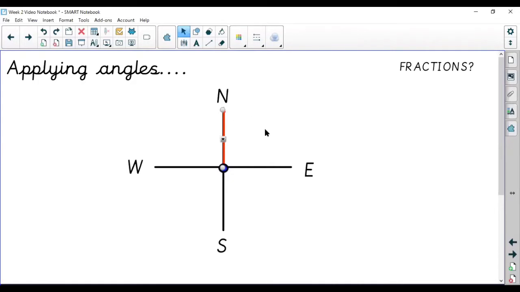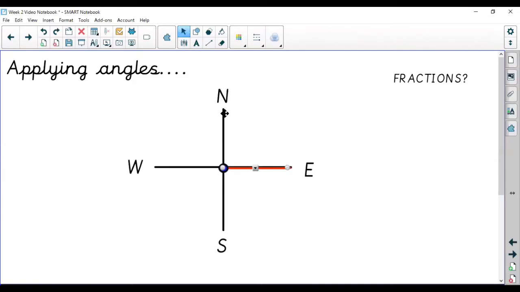Now, you see over here, I've got the word fractions. Mr. Stevens, what are you talking about? We hate fractions. Why are we doing this with angles? Now, I'll tell you why, because we can apply fractions to angles in a way when we're using turning points. So at the moment, I'm facing north. If I move to east, that is called a quarter turn.